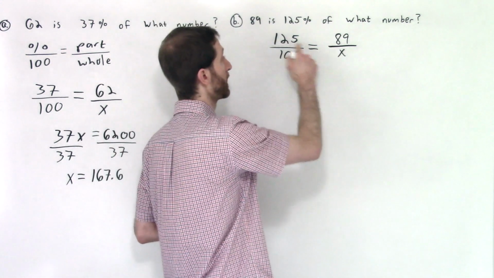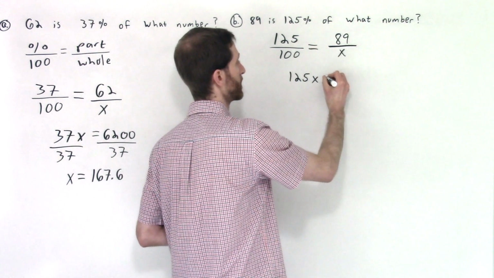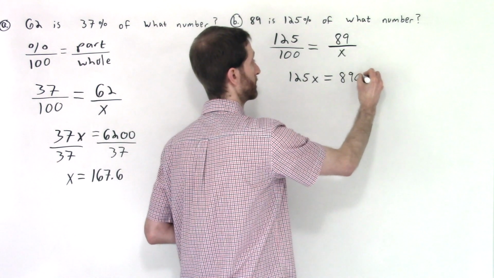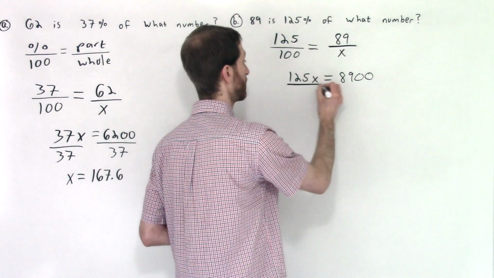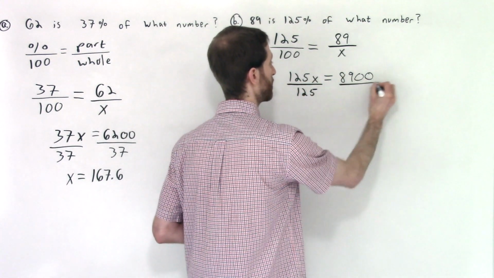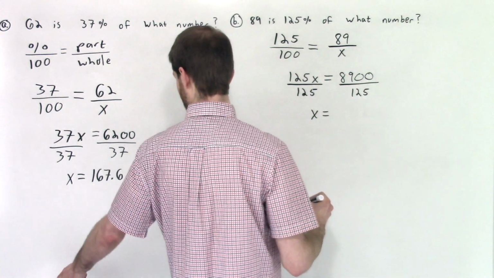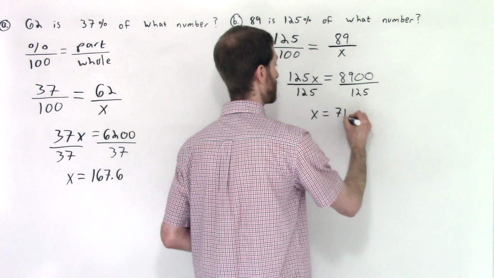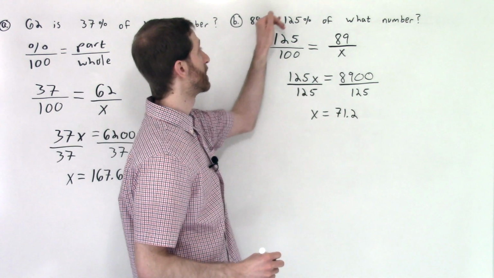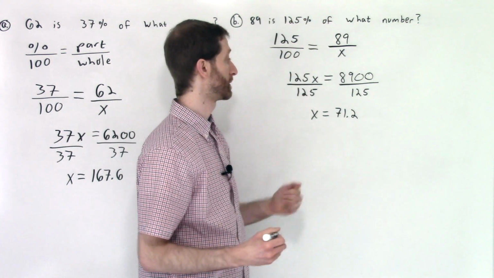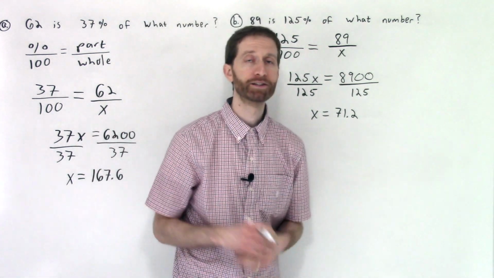So now we cross multiply 125 times x, and then we're going to do 89 times 100, which is 8,900. From there, all we have to do is divide both sides by 125. Let's do it. So we divide everything by 125, and we're left with x is equal to, and I have my answer right down here off the screen, 71.2, which makes sense, right? If 89 is more than what that whole was, it's increased over time, then we can expect our answer to be slightly less. Very cool stuff, y'all.